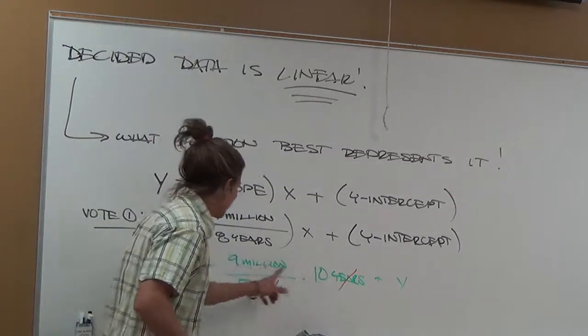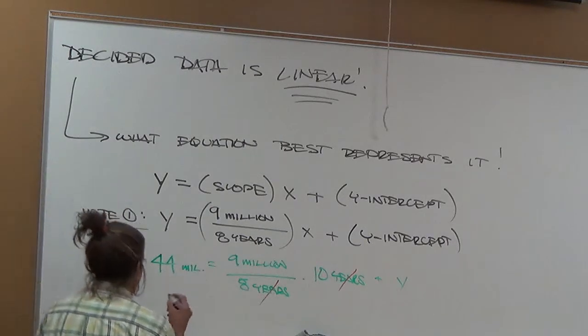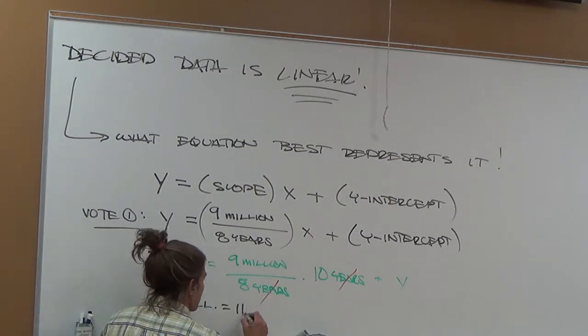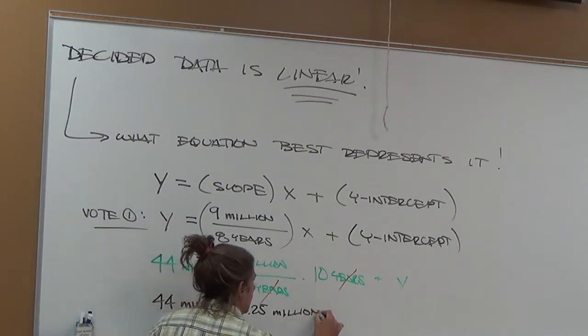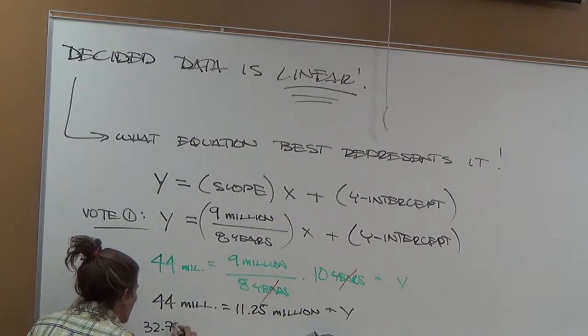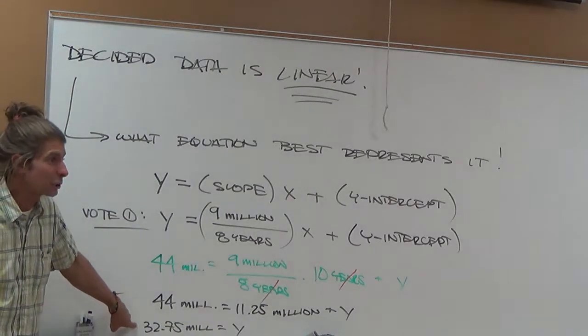So you end up with 90 divided by 8. Let's see, 88 divided by 8 would be 11. 11.25. Thank you. I didn't quite get far enough: 2 divided by 8 is 0.25. So now we've got 44 million equals 11.25 million plus y. Subtract. Solve that thing for y, and we're going to get 32.75. Did I do that right? Yeah, 32.75. So 32.75 million is y. That is the point that we're calling the y-intercept.